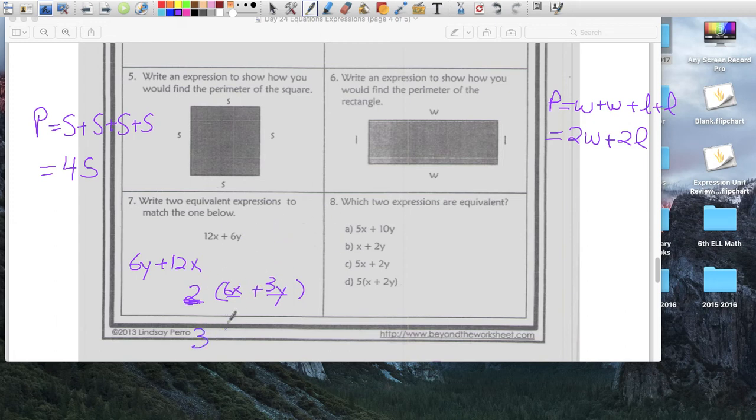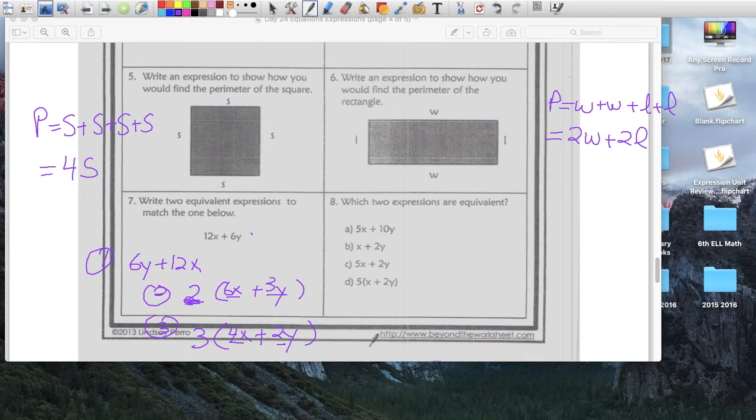I could have picked 3 to go outside. 3 times what is 12? It would be 4, or 4x. Or 3 times what would be 6y? It would be 2, or 2y. So again, this is also another possibility that is equal to this particular expression. So we have 1, 2, 3. We can even do another one.